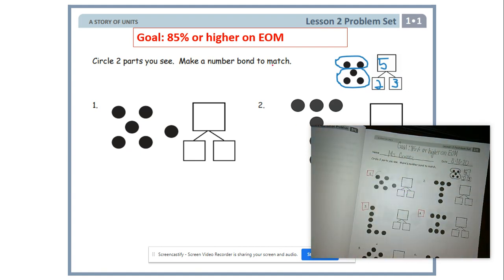I also have it on my screen just in case you can't see my goal very well, but it's 85% or higher on end of modules. That means we're going to get an 85 or higher on our math test. So go ahead and press pause at this moment to write down your heading and press play when you already have your heading completed.